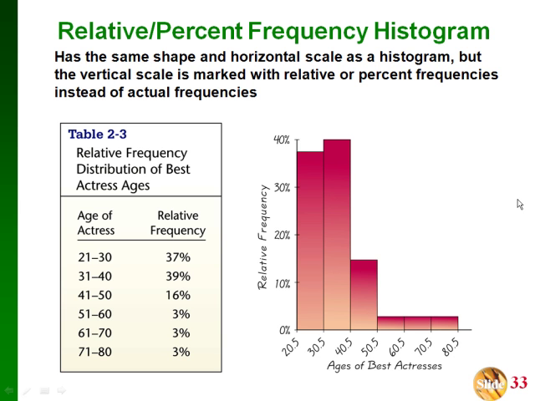We can also do a relative frequency histogram or a percent frequency histogram just by using a relative or percent frequency distribution and graphing that. So again, on the horizontal axis for our histogram we have the different classes, the different data values in other words, and this time on the vertical axis we have either relative or percent frequencies.